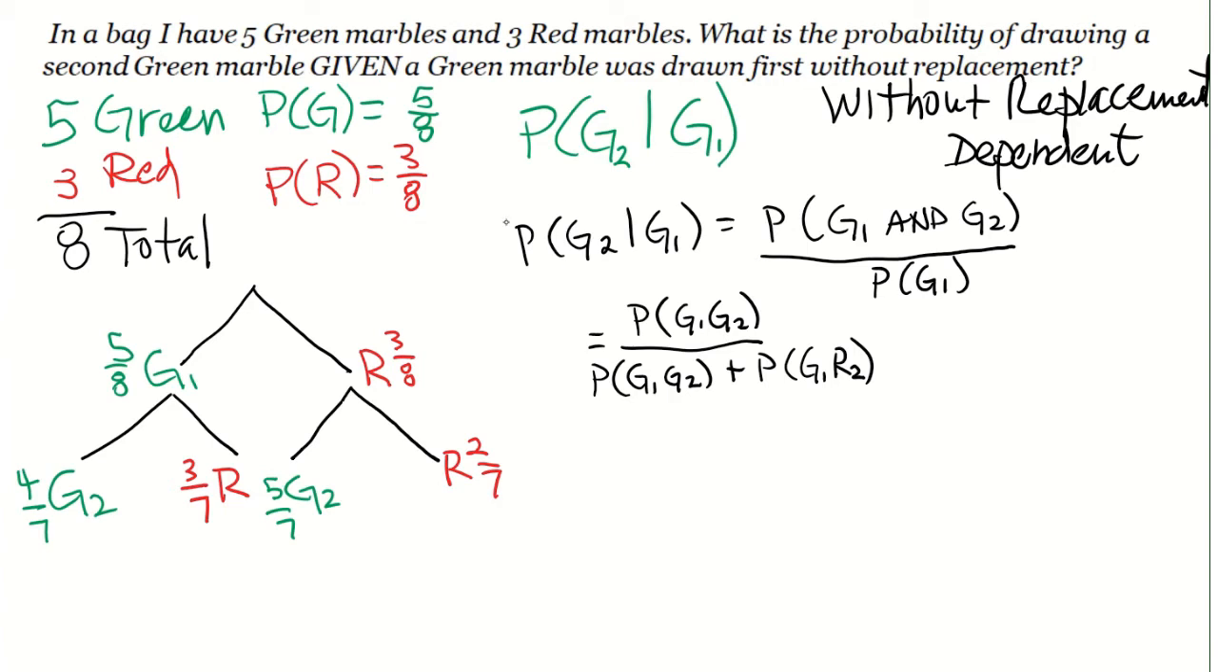So let's look at this first one, which is the probability of G1, G2. So that is going to be these two numbers multiplied by each other. So that is going to equal 5/8 times 4/7.